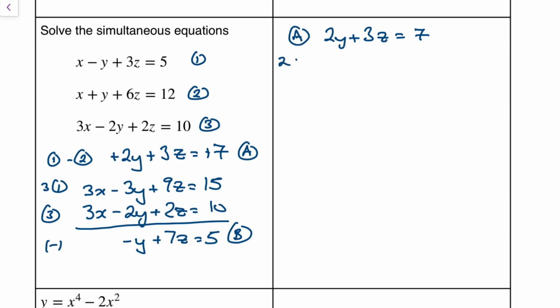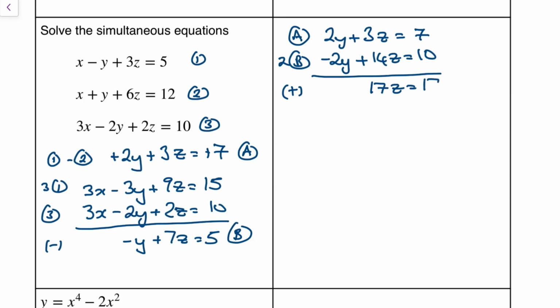And then I'm going to do 2 times B, which is going to give me minus 2y plus 14z is equal to 10. And then I'm going to add these equations up. So 3 and 14 is 17z. 10 and 7, thankfully, is 17, because I was worried I was going to get some really horrible fraction, which means that z, finally I've got there, is equal to 1. Let's put this back into equation A, and that will find out what y is.